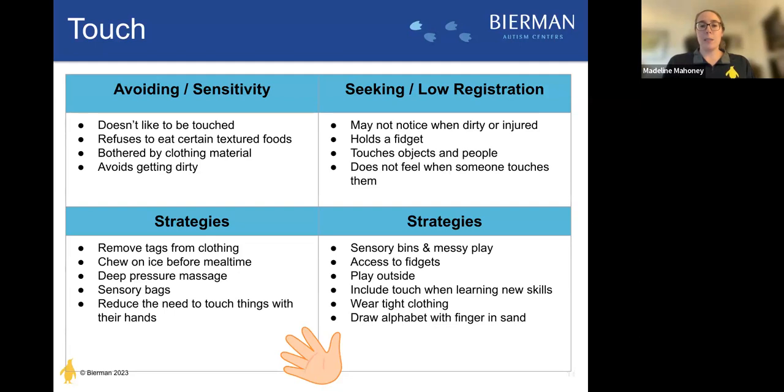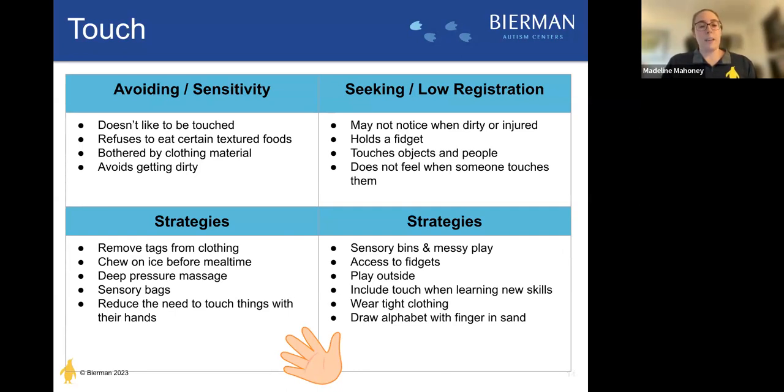So some strategies we can use if kids are really seeking out this input are having access to sensory bins, engaging in messy play, having a lot of different fidgets. Playing outside is a great way to incorporate a lot of touch. There are a lot of different textures outside, especially on the playground: mulch, grass, metal objects like slides, a lot of different things that kids can touch and play with. You might want to include touch when learning something new. For example, drawing in OT, we like to work on the alphabet. So we may use sand to help the kids draw the alphabet, say the letter A in the sand, and then maybe we do it on paper after that, just to incorporate more of that tactile touch input.